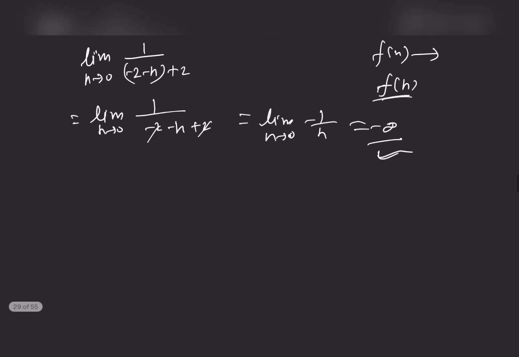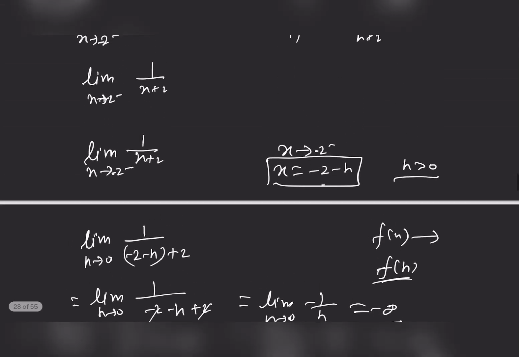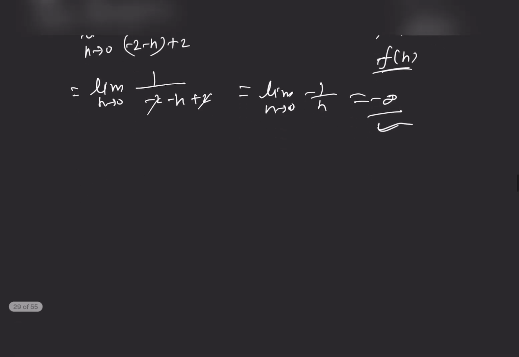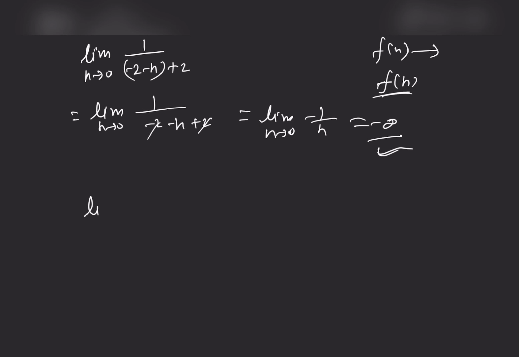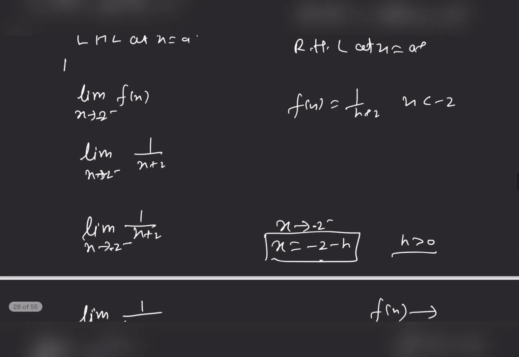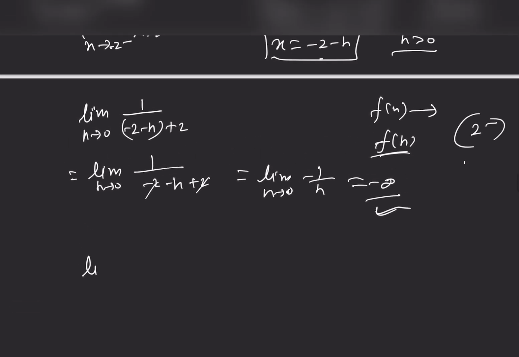So the limit we have, when x goes to minus 2 minus of f of x, is minus infinity, right? Now this is LHL. I can write LHL, left hand side limit at x equal to negative 2 minus, right? So basically 2 minus indicates the left side. If I write 2 plus, it means that it is the right side.